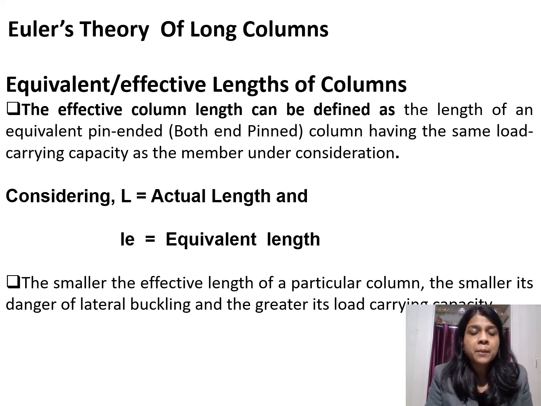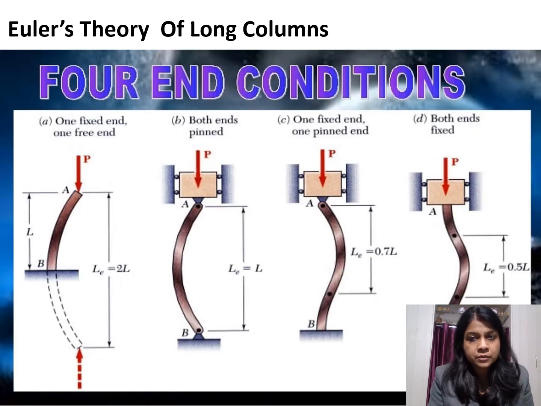If capital L is the actual length and LE is the equivalent or effective length, we will now study what the effective length will be for the above 4 conditions we have discussed. These are the 4 end conditions and these are the L effective. I have also collected this photo from Google. You can see here the L effective for the 4 conditions.